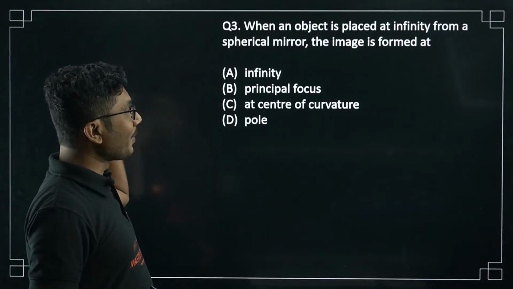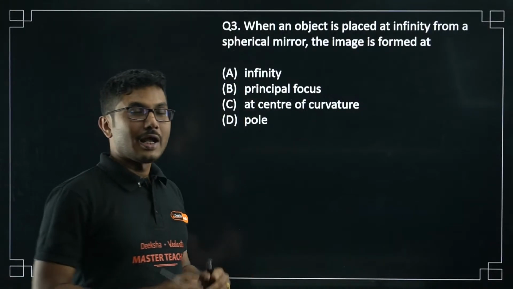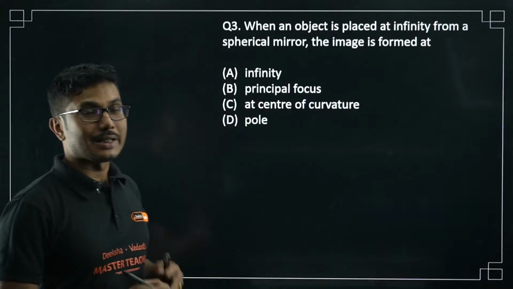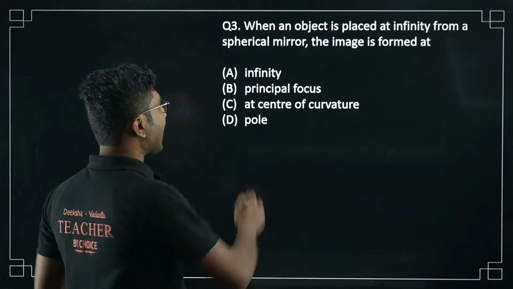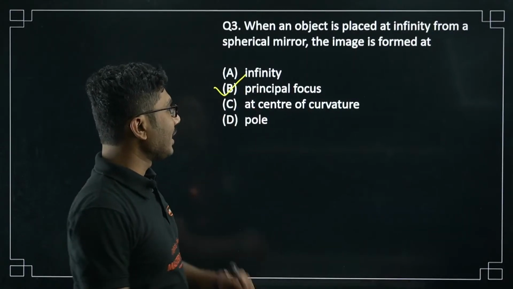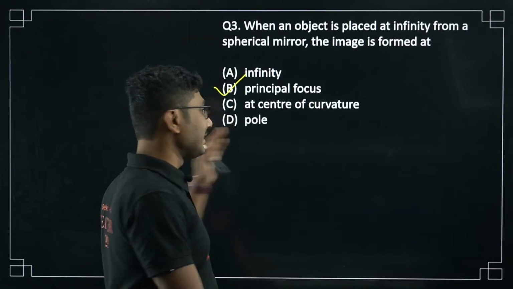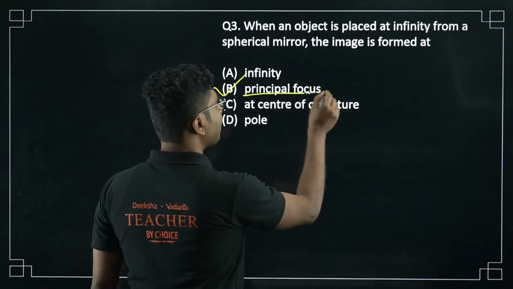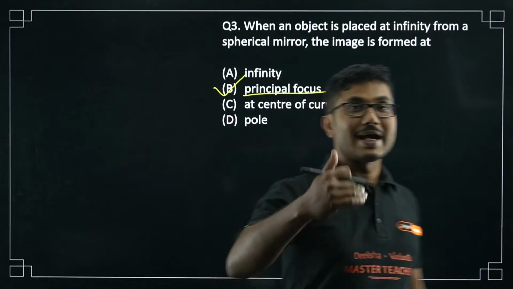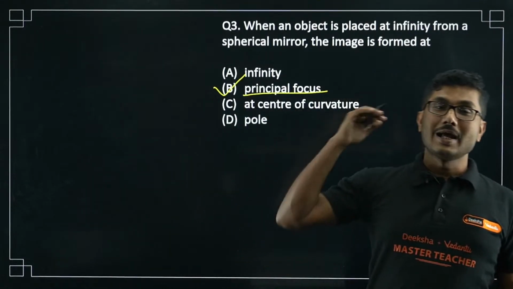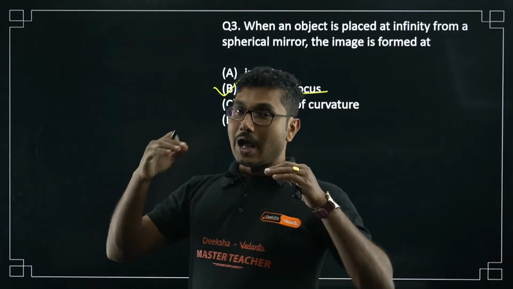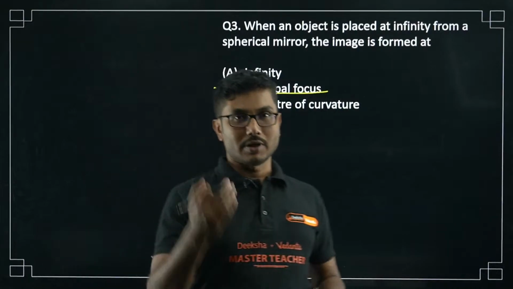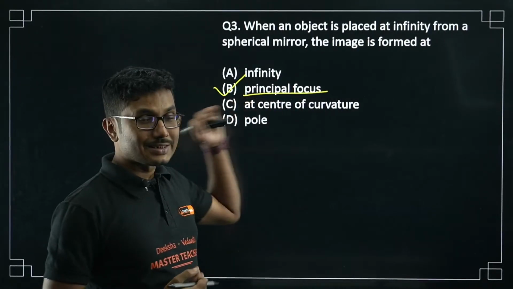Okay, so no matter what the type of mirror is, it can be a virtual image or a real image based on what type of mirror you are using, but the image will always be formed at the principal focus. It will not be at infinity, not at center of curvature, not at pole. It will always form at principal focus. The definition of principal focus is that when a parallel ray of light falls on a mirror, wherever it either meets or appears to come from, that is called the principal focus, right? So principal focus is the correct answer.